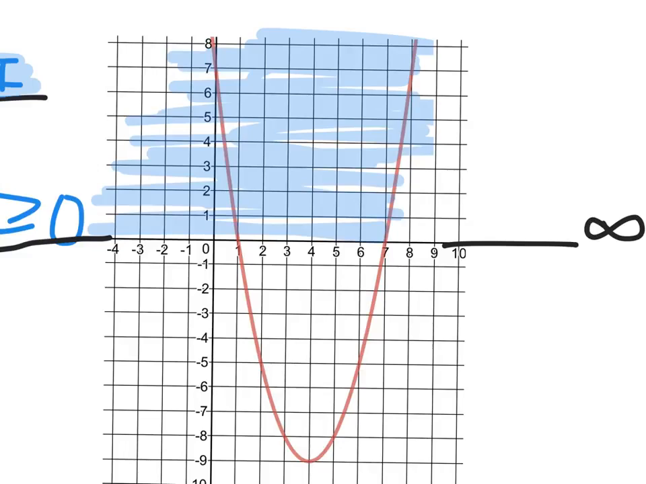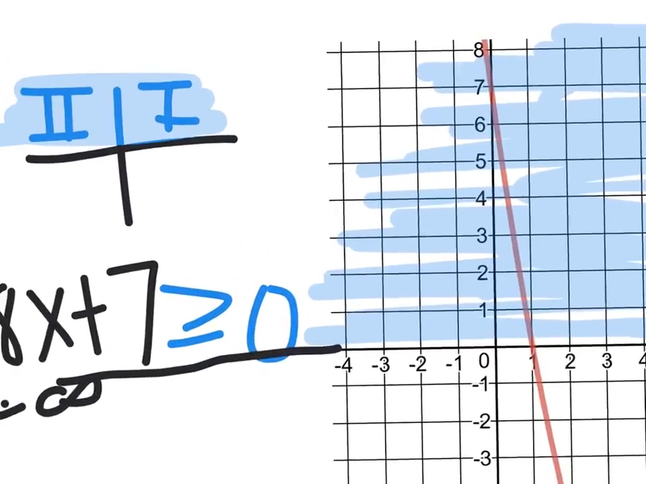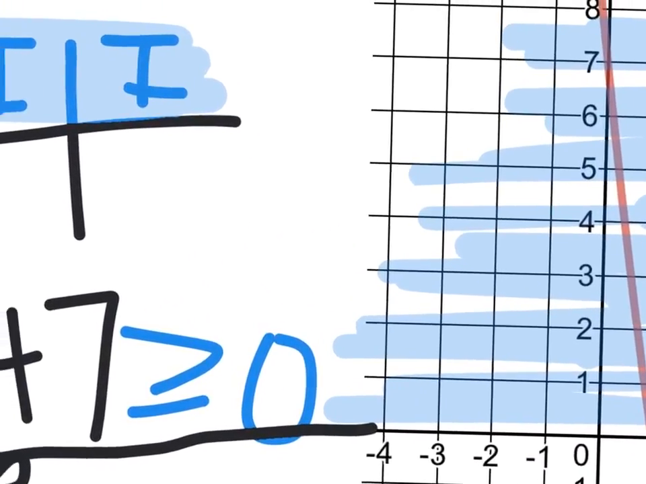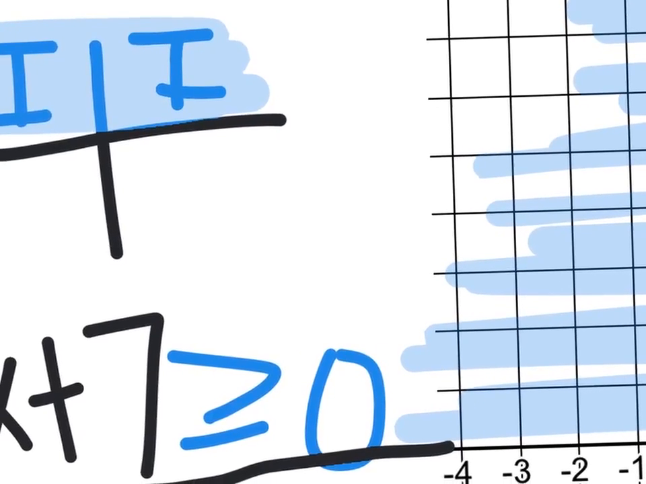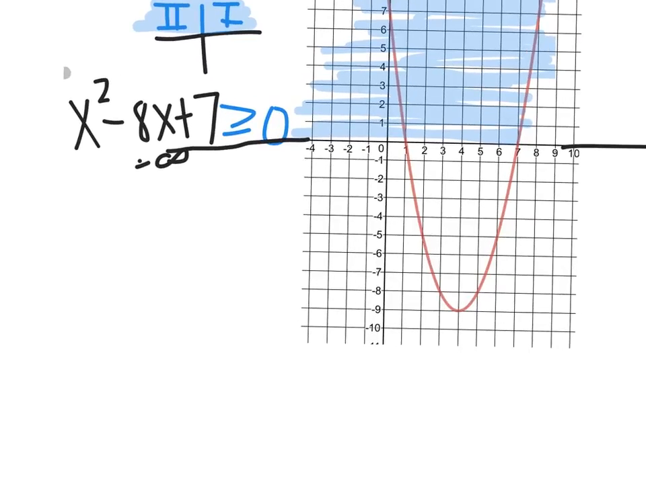So if I'm trying to figure out what intervals it's positive, I'm looking again for what's above the x-axis. The piece that's above the x-axis is this part. Where does that part start? I go to the far left, so it starts at negative infinity and goes to what value? 1. So the first interval where it's positive is negative infinity is less than x, which is less than or equal to 1.